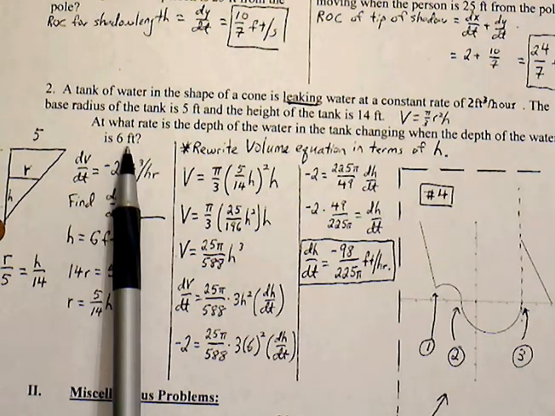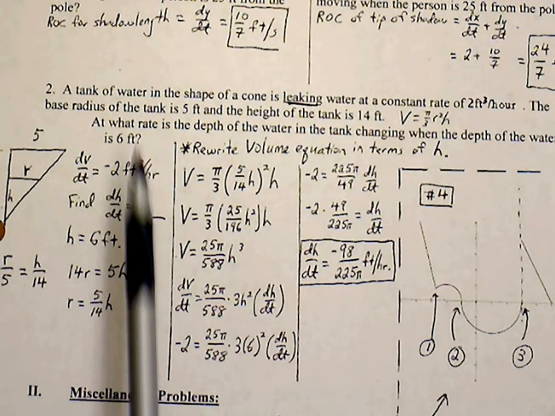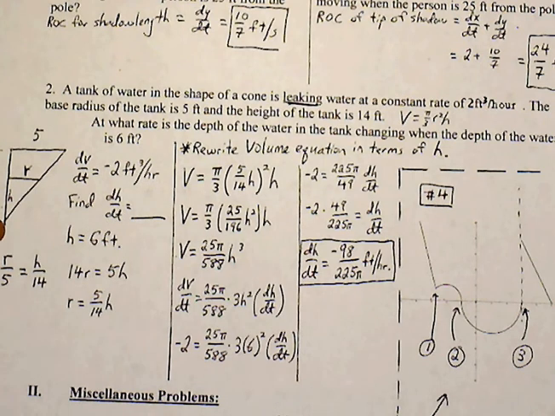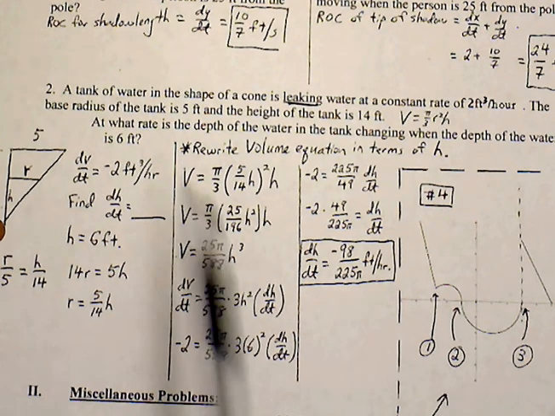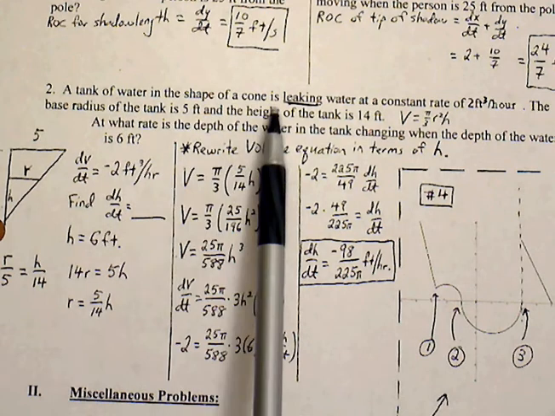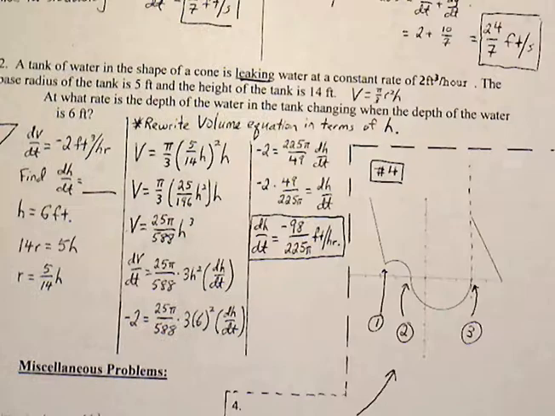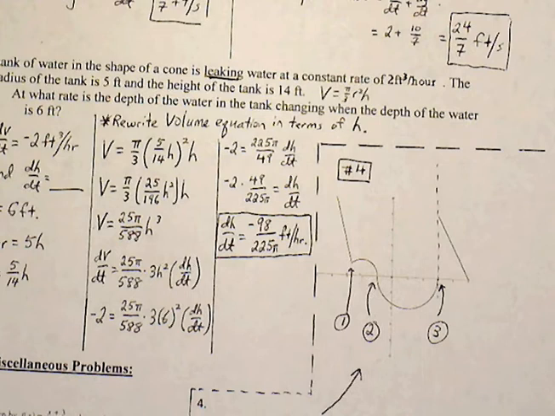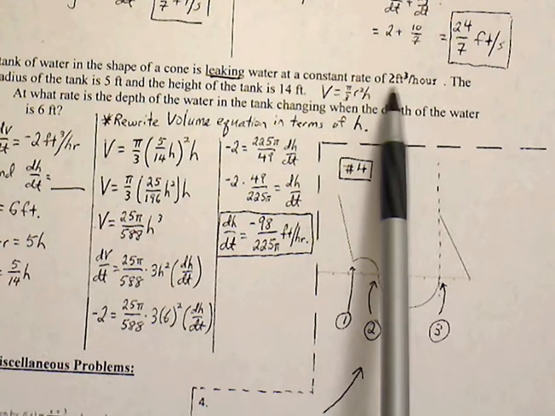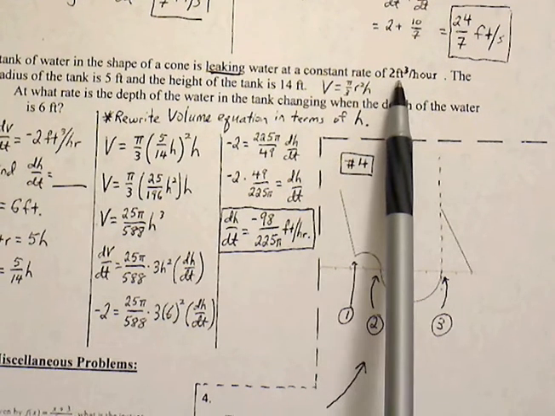So let's see what information is provided for us in the problem. Okay, it says that the tank of water in the shape of a cone is leaking water at a constant rate of 2 cubic feet per hour. Okay. Cubic feet, this is talking about volume. Per hour, this is the rate of change for volume.